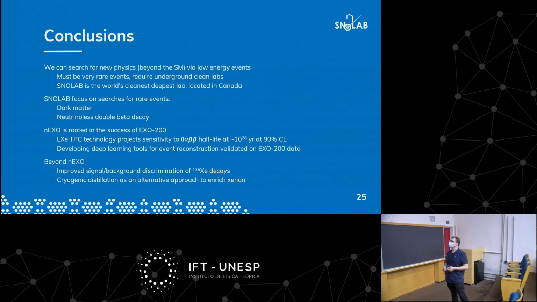On the EXO-200, successful EXO-200, and is projecting to be sensitive down to 10^28 years of a half-life, so it's really, really rare. And now we're developing a lot of deep learning tools, so that will be validating EXO-200 and then used in nEXO. And then beyond nEXO, we already have some research going, such as improved discrimination of signal and backgrounds, and ways to produce that much xenon, to be of the order of tens of tons, for the search. Thank you.